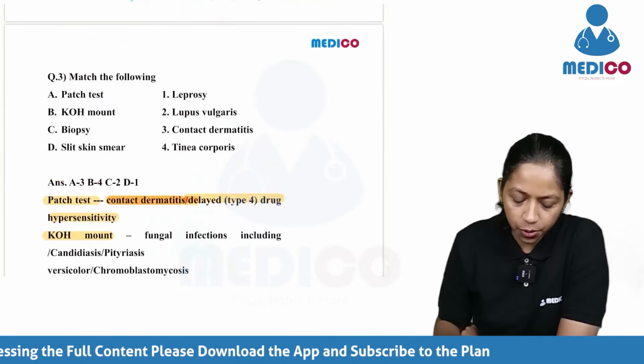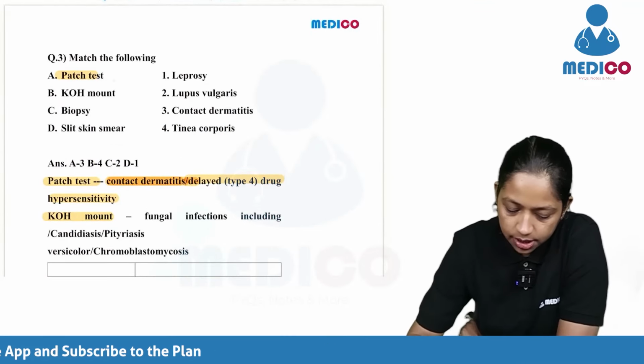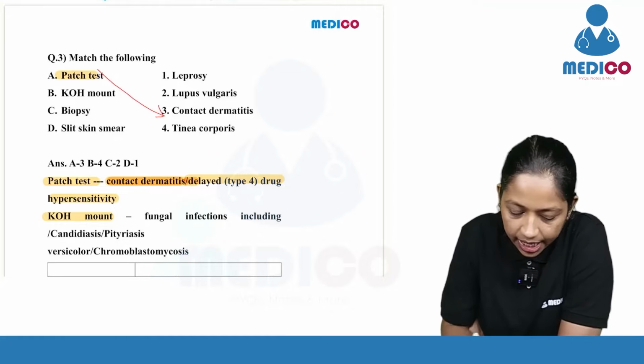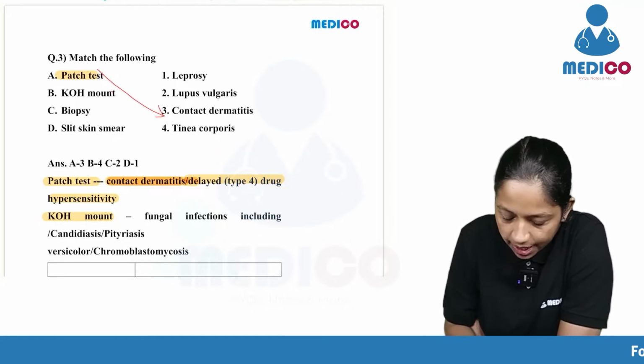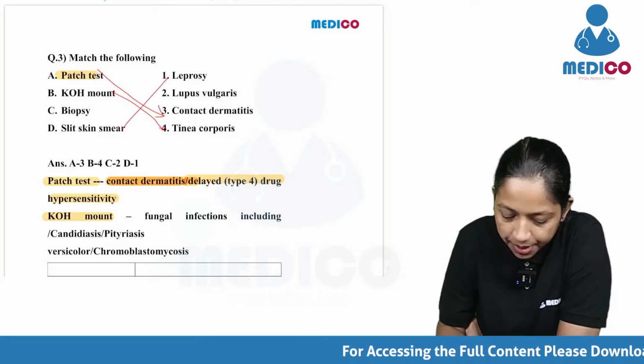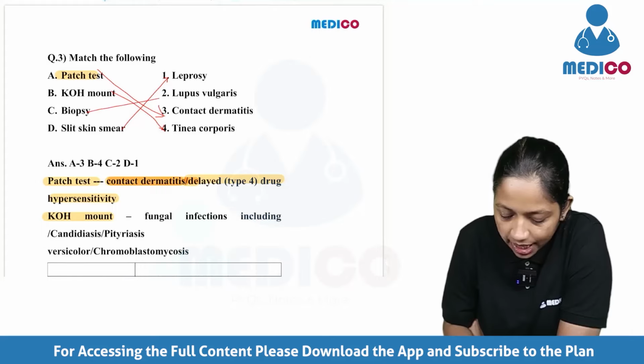Now let us go back to the question. So a patch test, as we know, would help in the diagnosis of contact dermatitis. A KOH mount will help in tinea infections. A slit skin smear will help in leprosy. And what is left, a biopsy will help in lupus vulgaris.